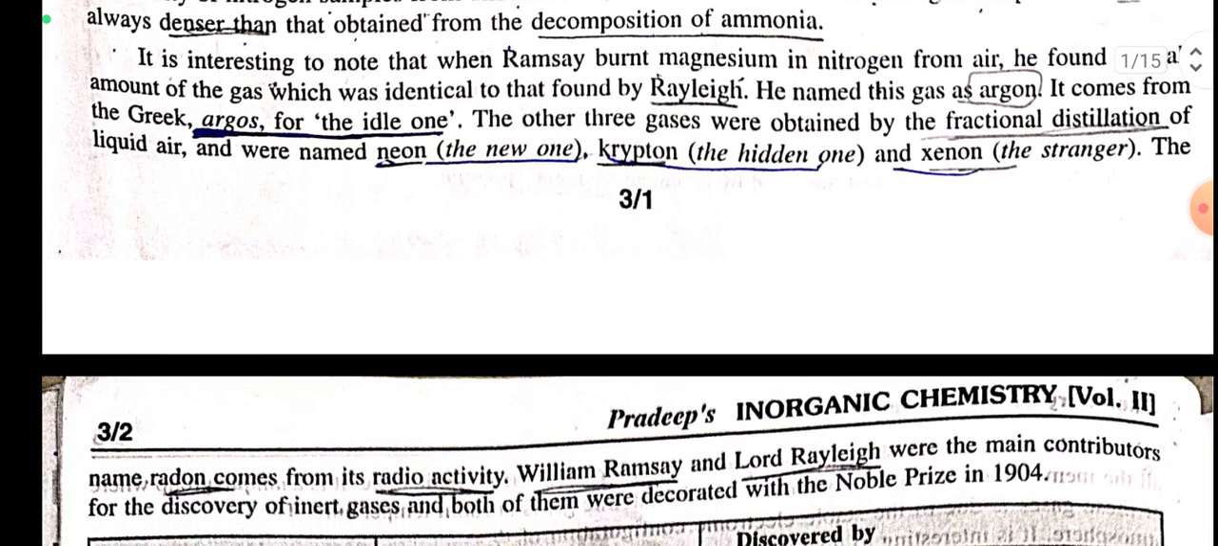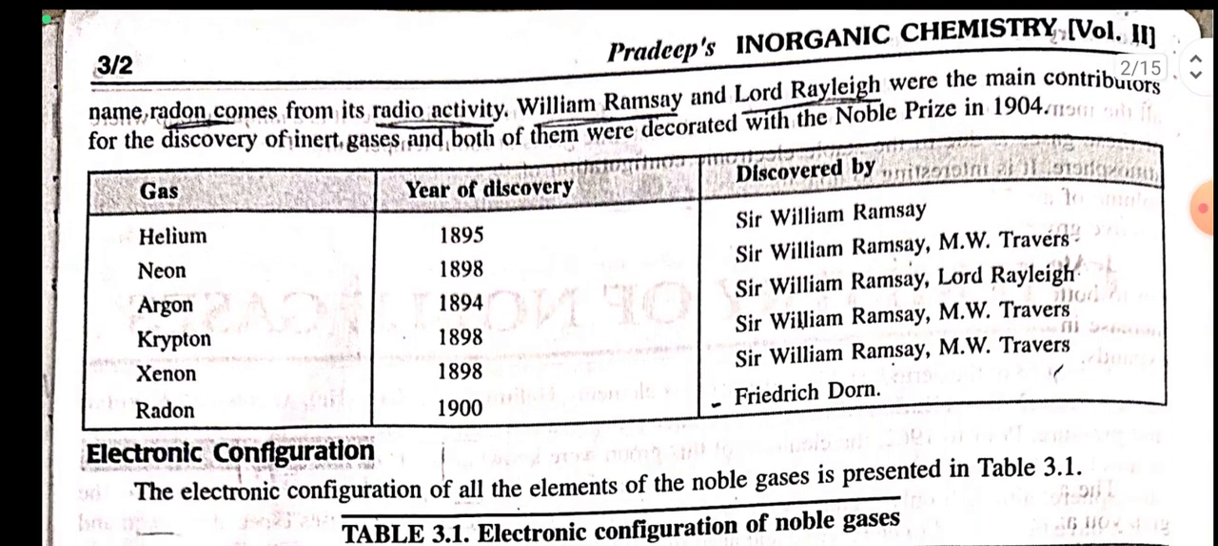It is interesting to note that when Ramsay burned magnesium in nitrogen from air, he found a small amount of gas which was identical to that found by Rayleigh. He named this gas argon. It comes from the Greek word argos for the ideal one. The other three gases were obtained by the fractional distillation of liquid air and were named neon, the new one, krypton, the hidden one, xenon, danger. The name radon comes from its radioactivity.